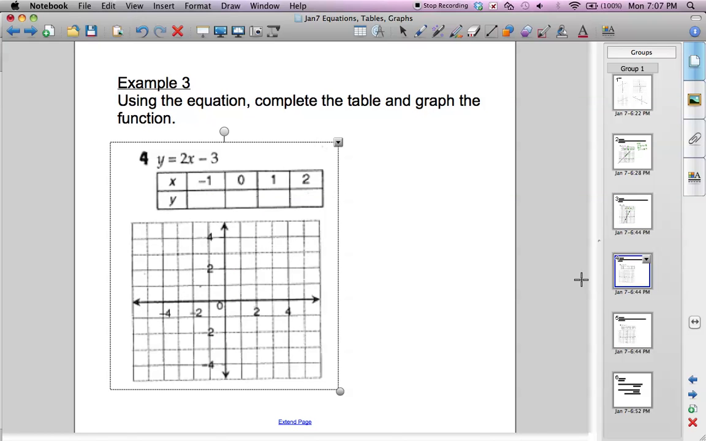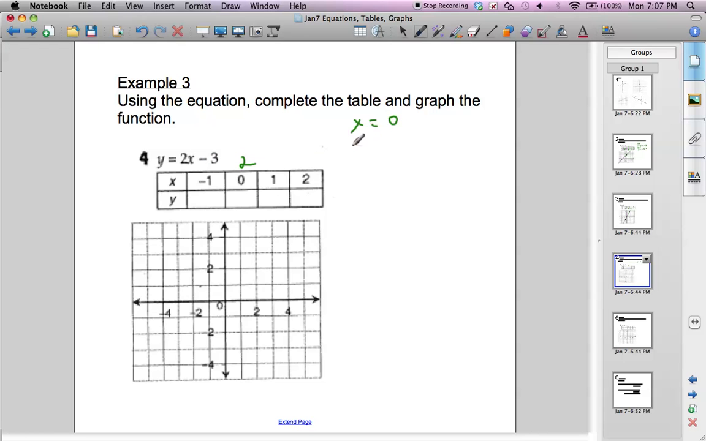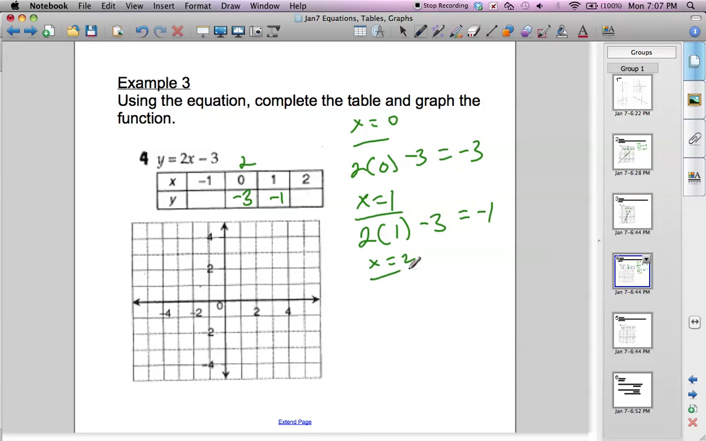Let's look at the next one. Got y equals 2x minus 3. So I like to start off with 0 here. So if x equals 0, then you're going to have 2 times 0 minus 3, which equals negative 3. If you have x equals 1, then you're going to have 2 times 1 minus 3, which is 2 minus 3 is negative 1. Okay, and then if x equals 2, then you're going to have 2 times 2 minus 3, which equals positive 1. So you can see the pattern: 1, negative 1, negative 3, then you're going to have here negative 5.